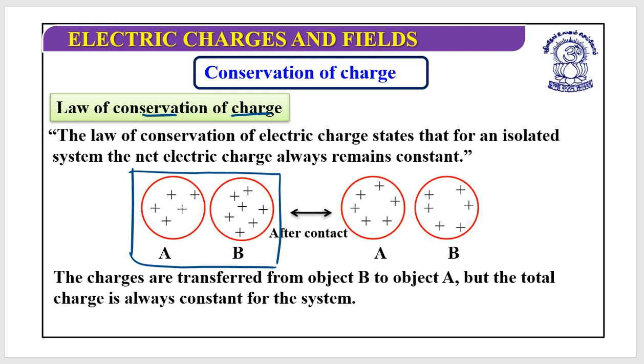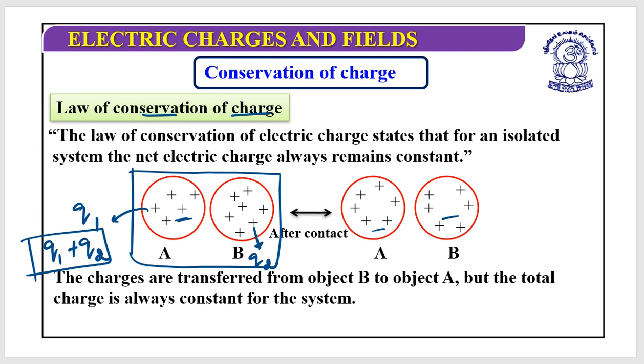So, this is a body, sphere A, having a Q1 amount of charge, and a body B having a Q2 amount of charge. The total amount of charge that my system is having is Q1 plus Q2. Now, what I did is I put them in contact. Body A and body B are now in contact.